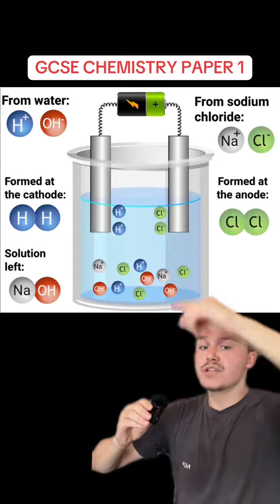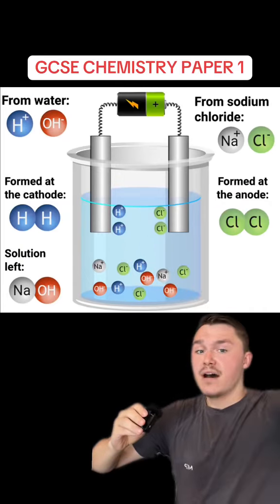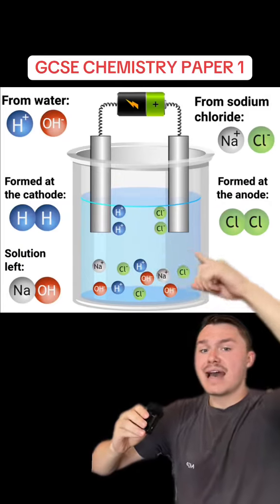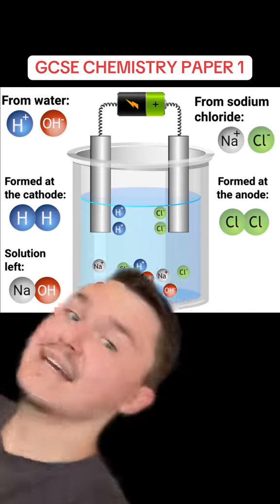If it was a solution, then of course we'd have to write half equations for hydrogen ions forming hydrogen at the cathode, and for Cl- ions forming chlorine at the anode. Like I said, easy.